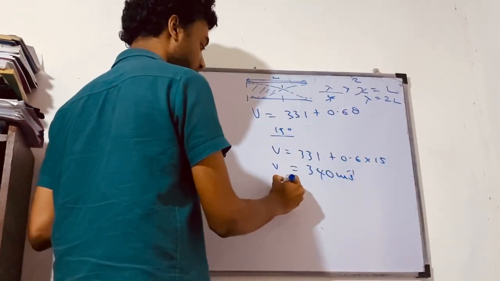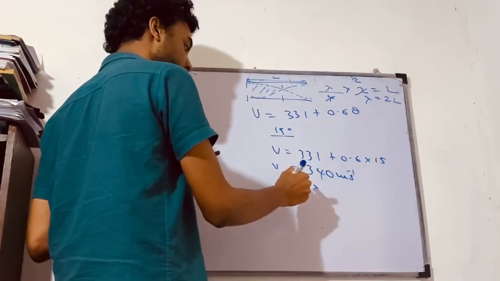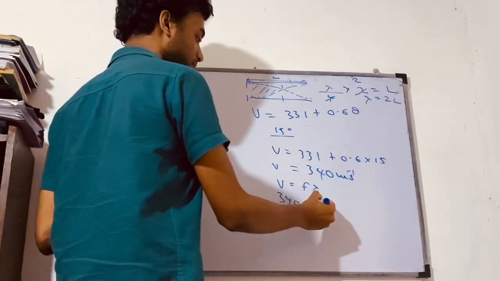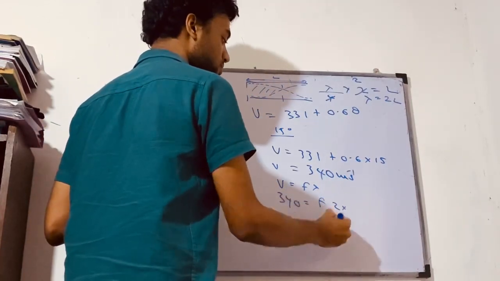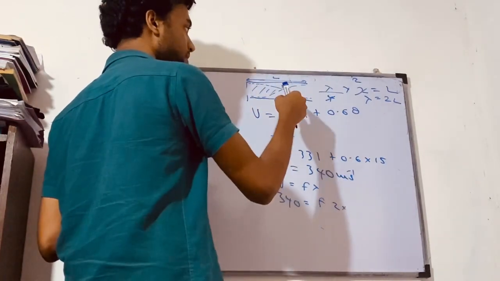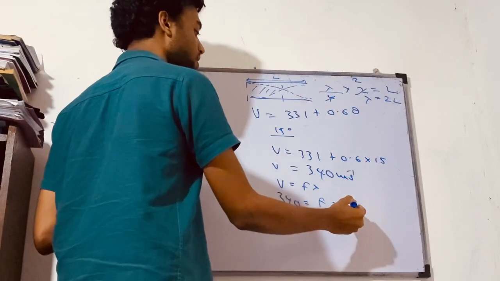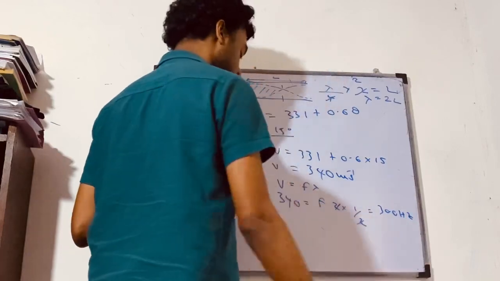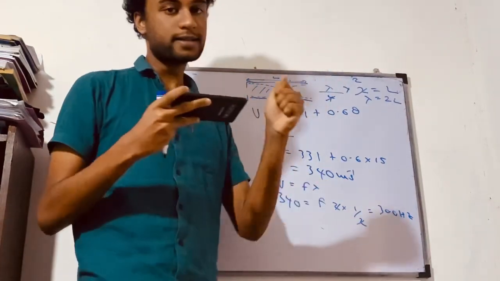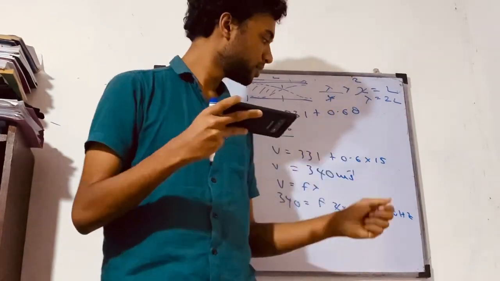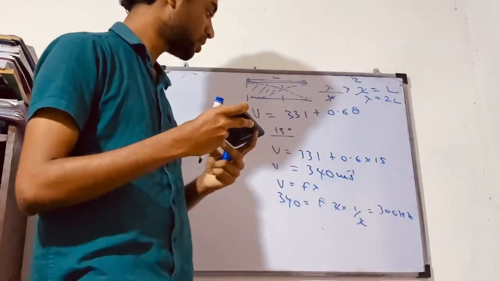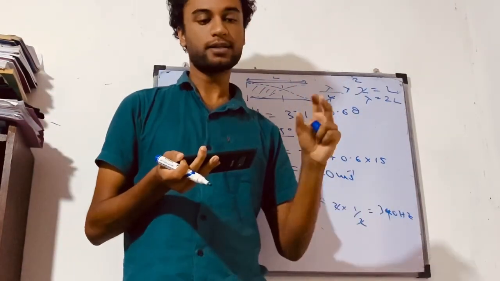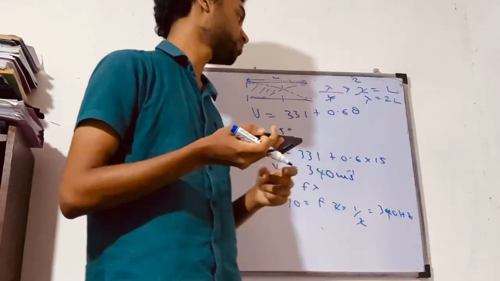So now we know that lambda is equal to 2L. We know the equation velocity is equal to f lambda. What's velocity? 340. The frequency you have to find out. What's lambda? 2 times L. What's the length L? 50 centimeters, in meters it's half. Therefore, I get the frequency to be 340 hertz. So the frequencies of the two identical open pipes are going to be 340 hertz each.